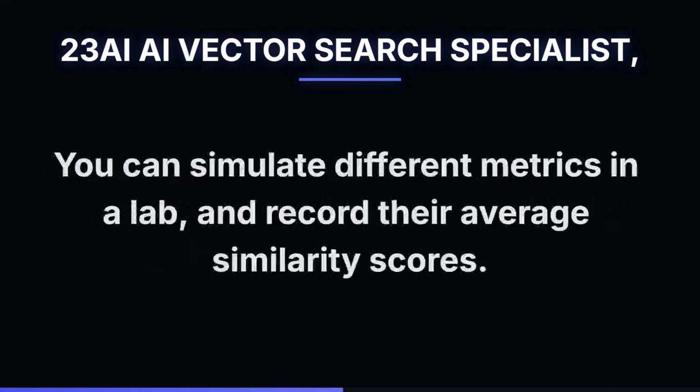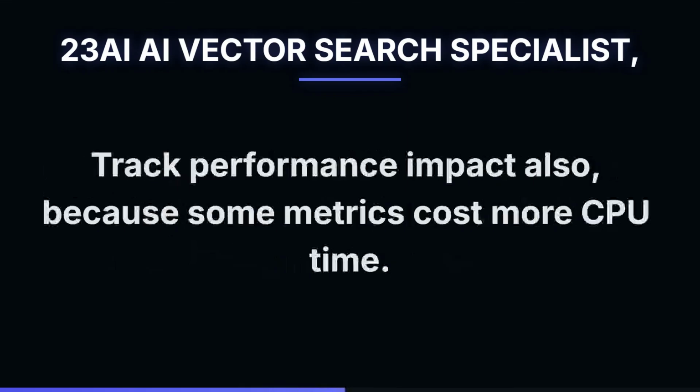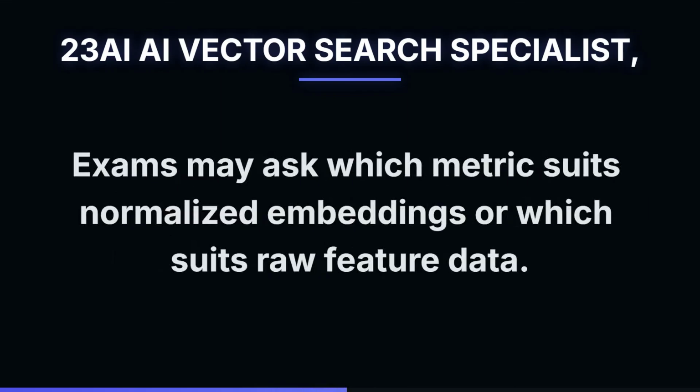You can simulate different metrics in a lab, and record their average similarity scores. Track performance impact also, because some metrics cost more CPU time. Exams may ask which metric suits normalized embeddings or which suits raw feature data.